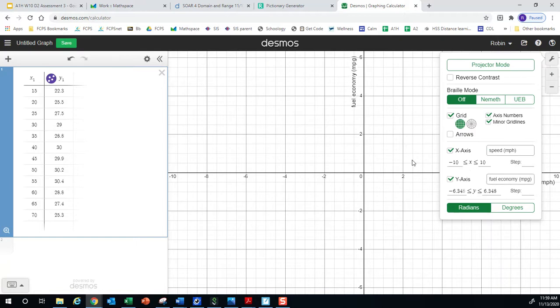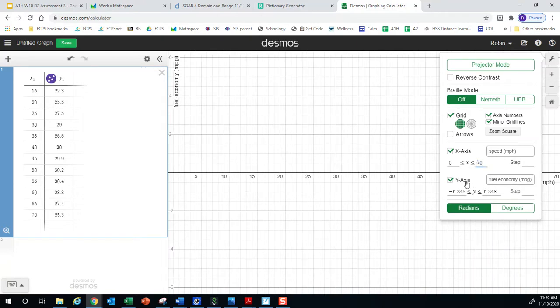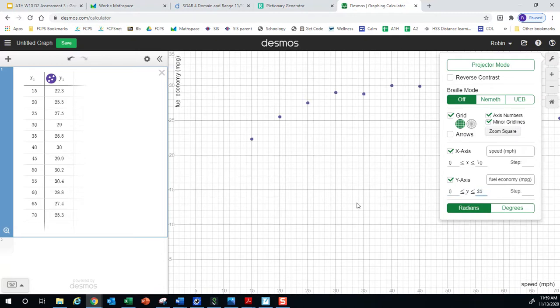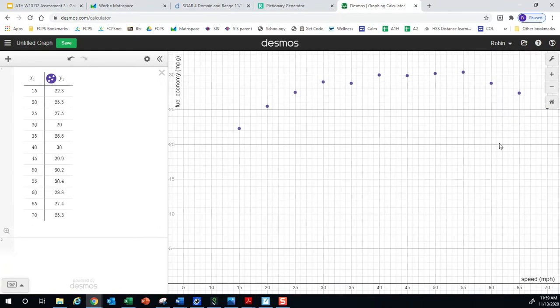Okay. And what I'm noticing is that my x values go all the way up to 70. So I'm going to change my x-axis to go from 0 to 70. And I notice that my y values are all less than about 30. So I'll change my y-axis to go from 0 to like 35 or something like that. Okay, now I actually see the points. And I hope that you can see that they don't make a straight line, right? They make kind of a curve.